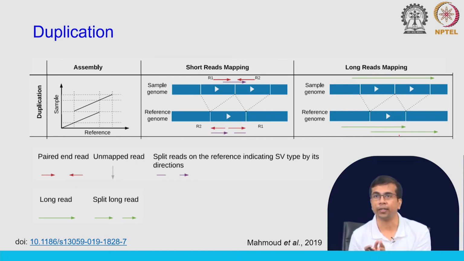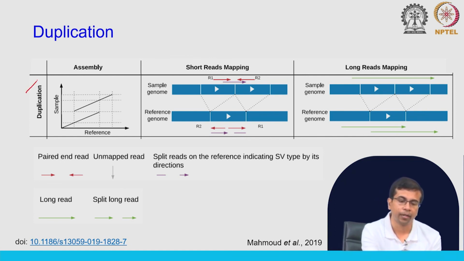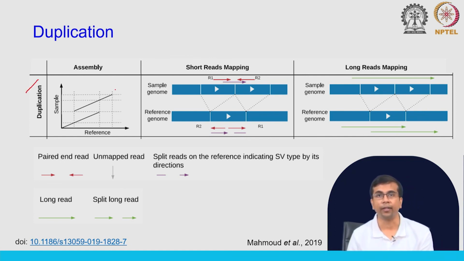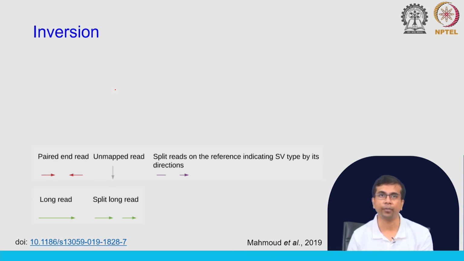So, this has been sequenced twice. So, you will see this kind of overlap in the mapping, and again if you look at the assembly part, you will see this kind of overlap in the assembly data, right. So, this will mean, okay, there is some duplication event that has happened in the sample genome.